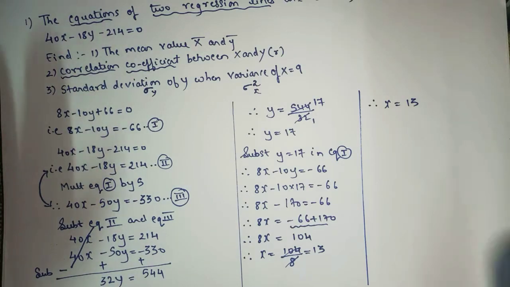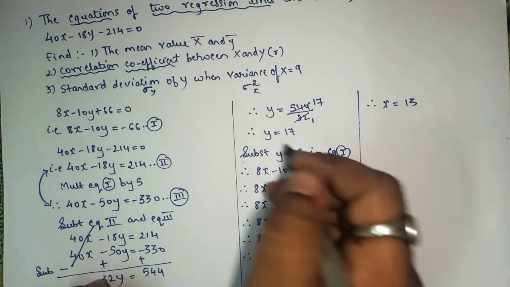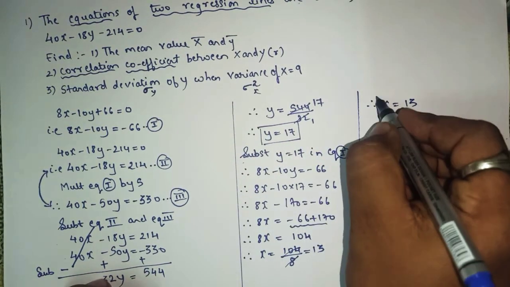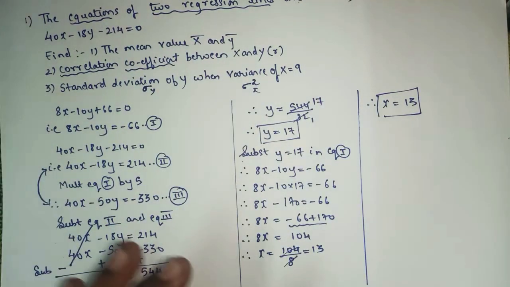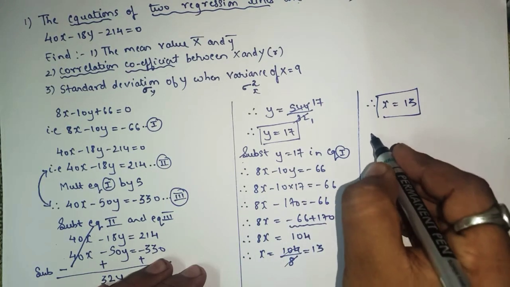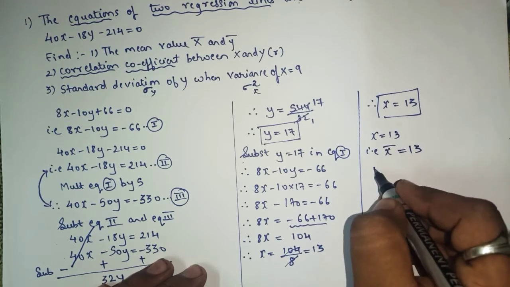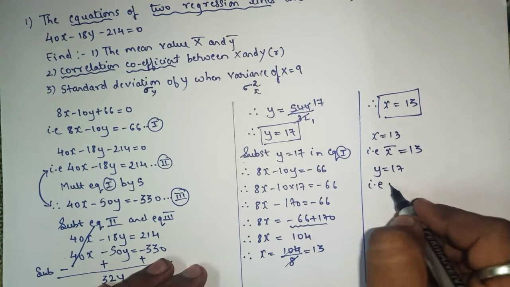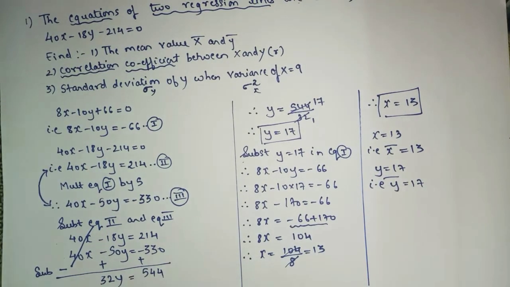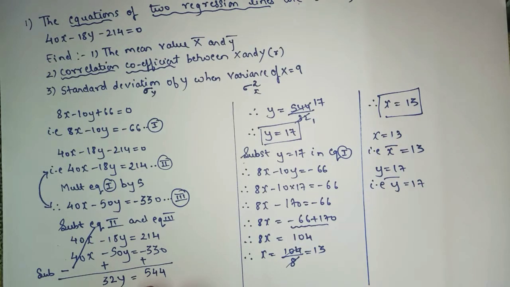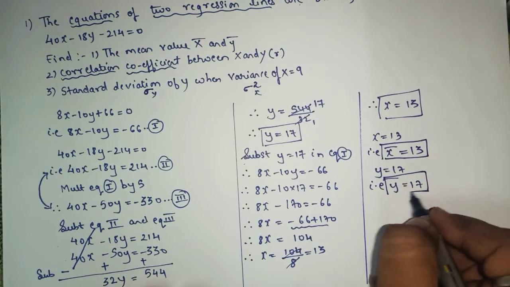Now how to find the mean values, that means x mean and y mean. In each and every sum, you simply solve these two equations simultaneously, where you will get the values of x and y. Actually that x and y is directly or indirectly the value of x mean and y mean. Understood? This x equals 13 is the value of x mean equals 13. Y equals 17 is directly or indirectly the value of y mean. So here we got the value of x mean as 13 and y mean as 17.